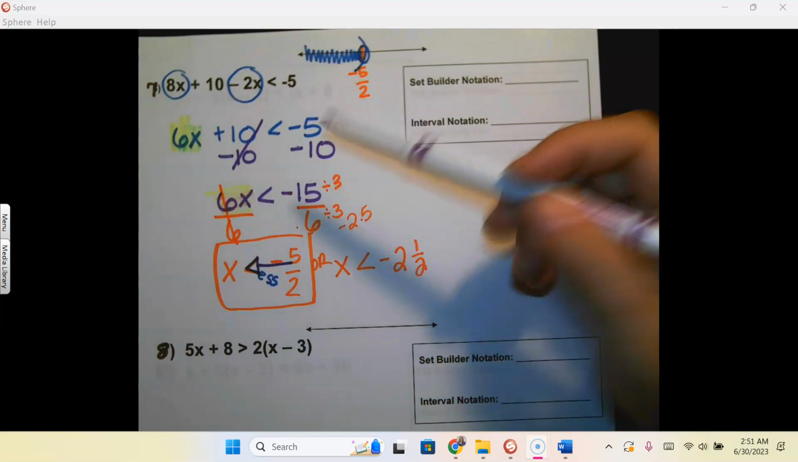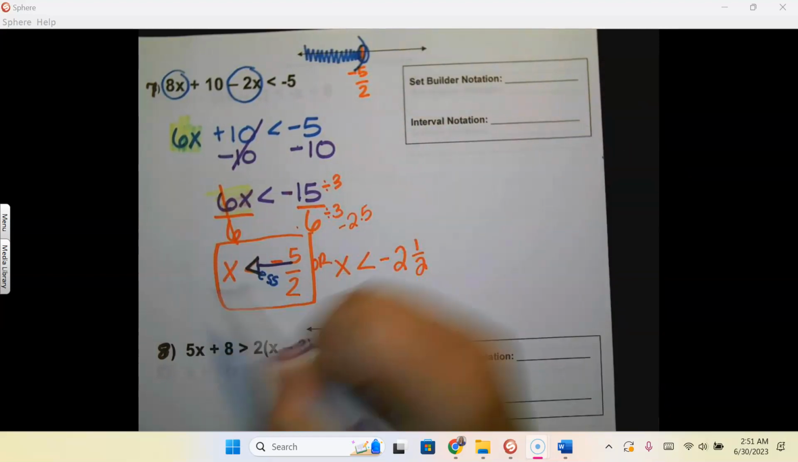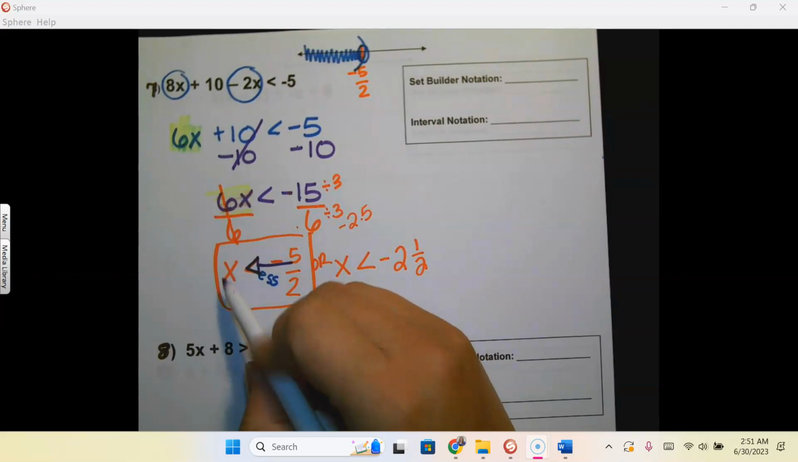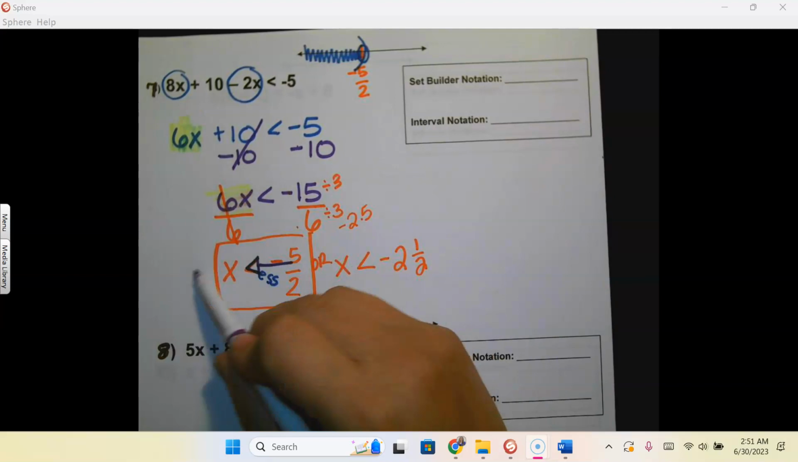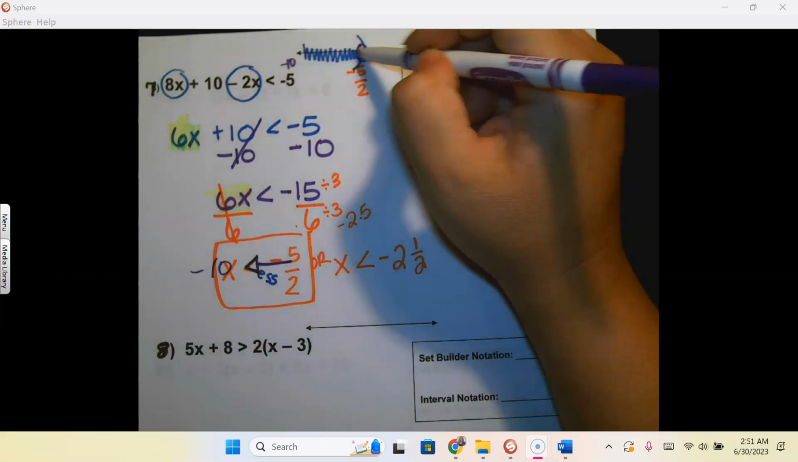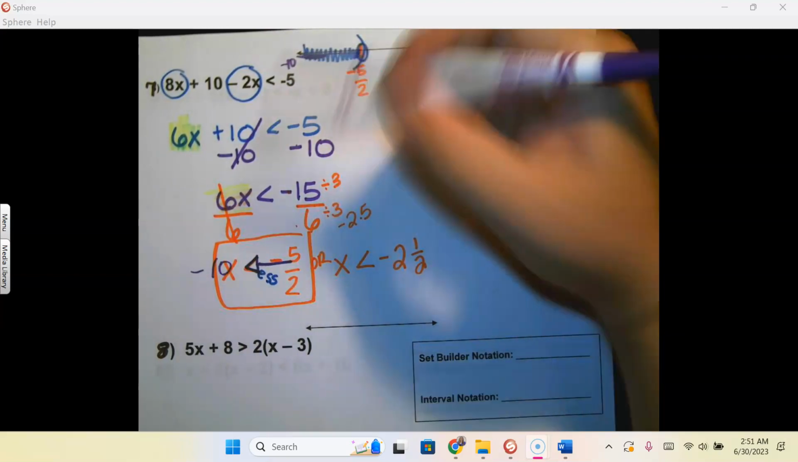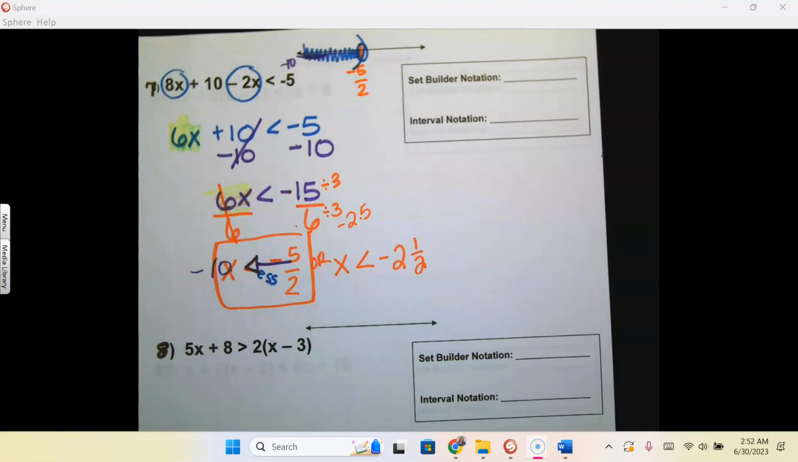Okay, and then the third way to know where to shade is we can think of what number we could put here. So a number that is less than -2.5 would be like -10, and negative 10 would be somewhere over here. So this is the side that you shade because it's the number that would make the statement true.